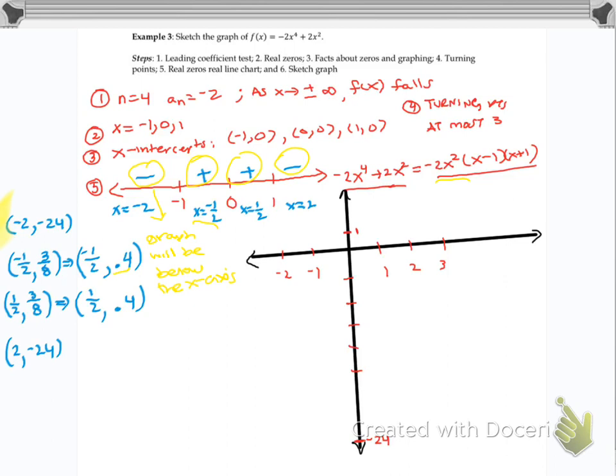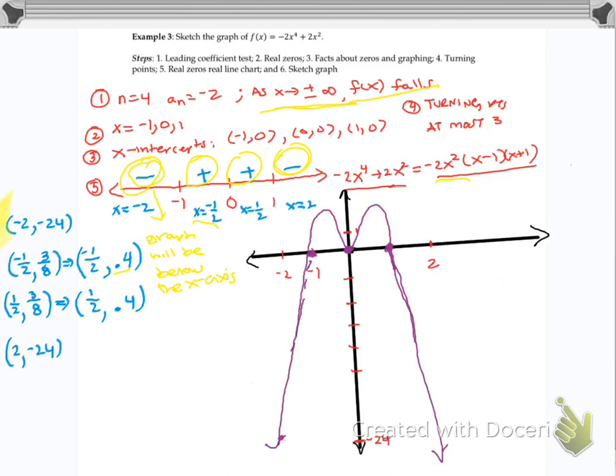So it's going to be below the x-axis, which makes sense if you think about it, because remember the leading coefficient test in number 1 told us as x goes to positive and negative infinity, our function will go down. So that makes sense that these two are negative because it's going to be below the x-axis. Okay, so the first thing we can do is plot our zeros. So negative 1. Hold on.